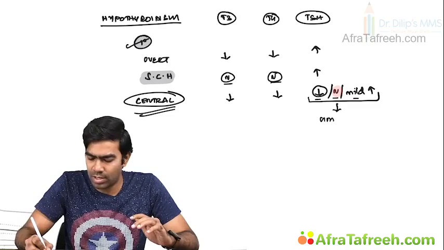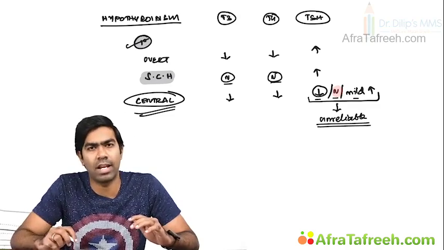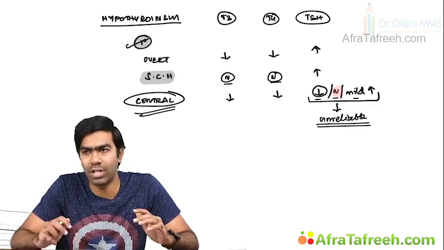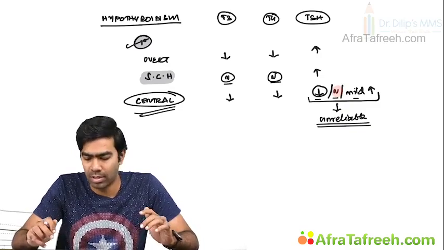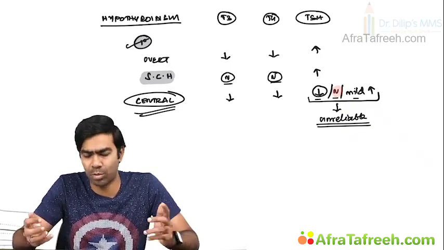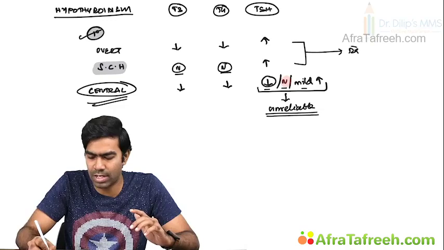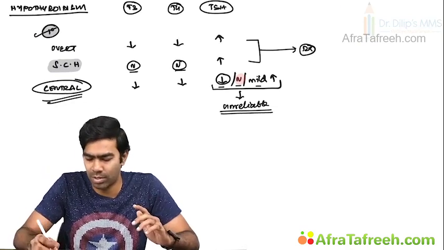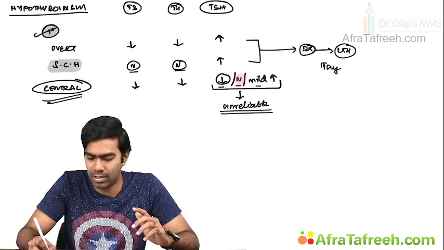That is the reason why TSH is highly unreliable in the diagnosis of central hypothyroidism. You need a different diagnostic technique, which I'll be discussing in some time. But how will you monitor a primary hypothyroidism? Obviously, in a primary hypothyroidism, overt or subclinical, if at all you are starting a treatment, what are you planning to do? You give some levothyroxine, all right. And what is the target?